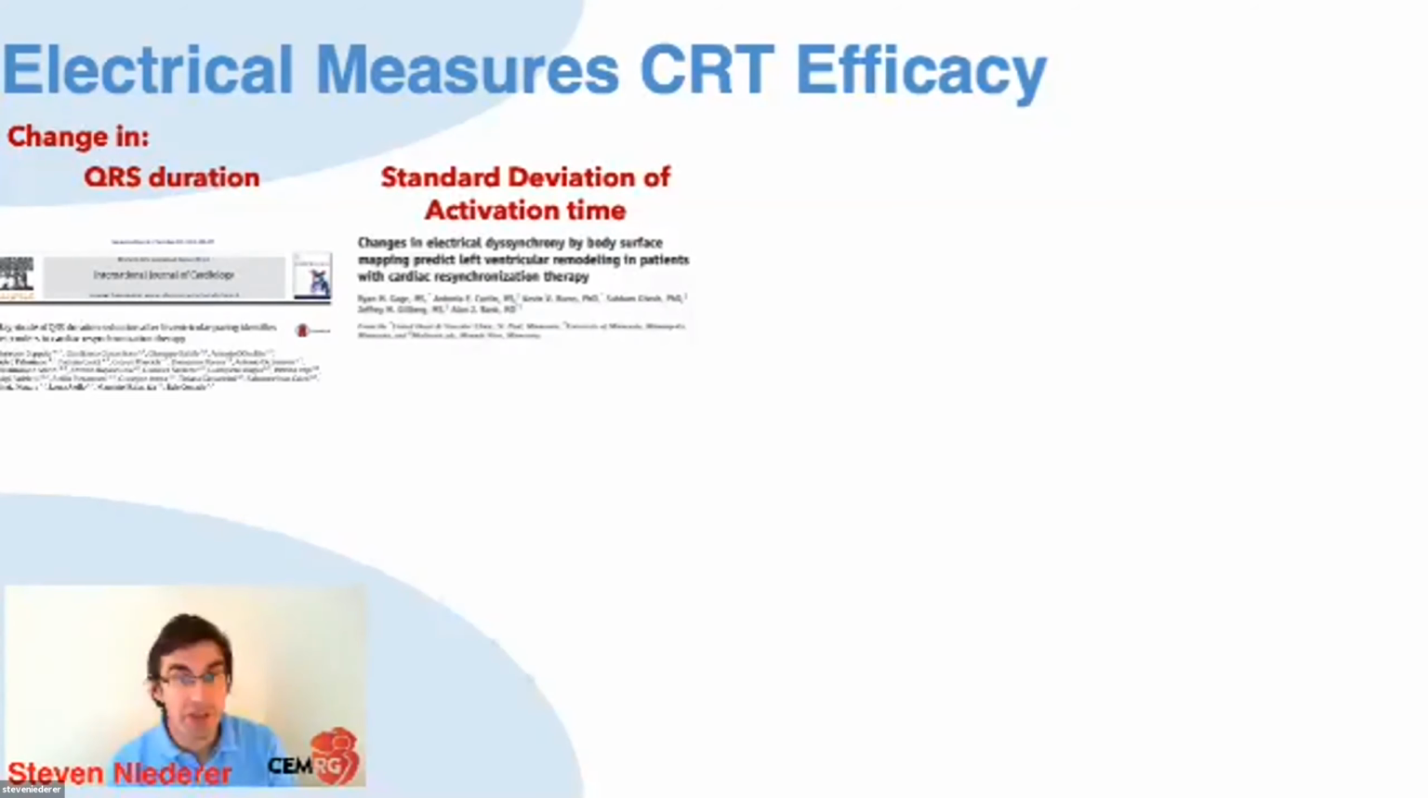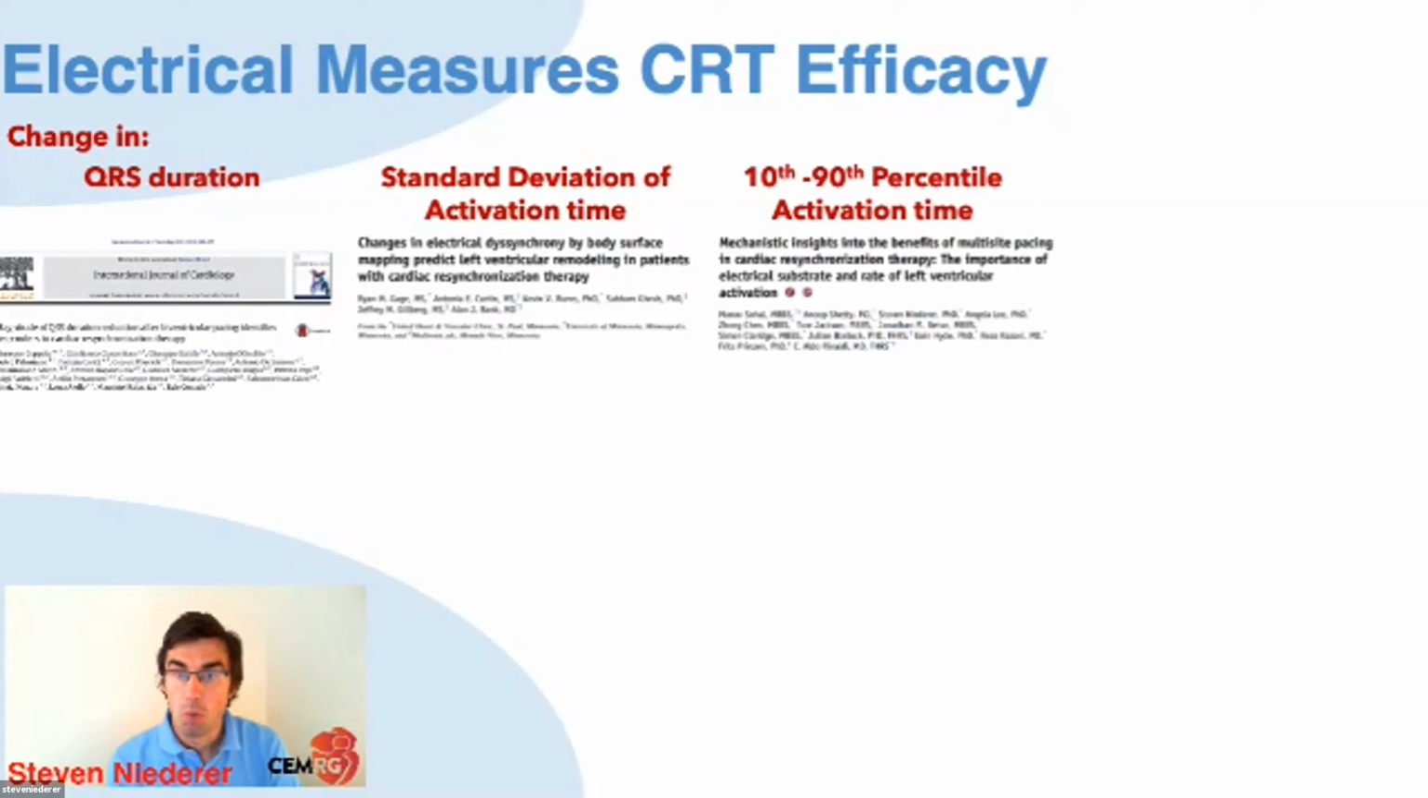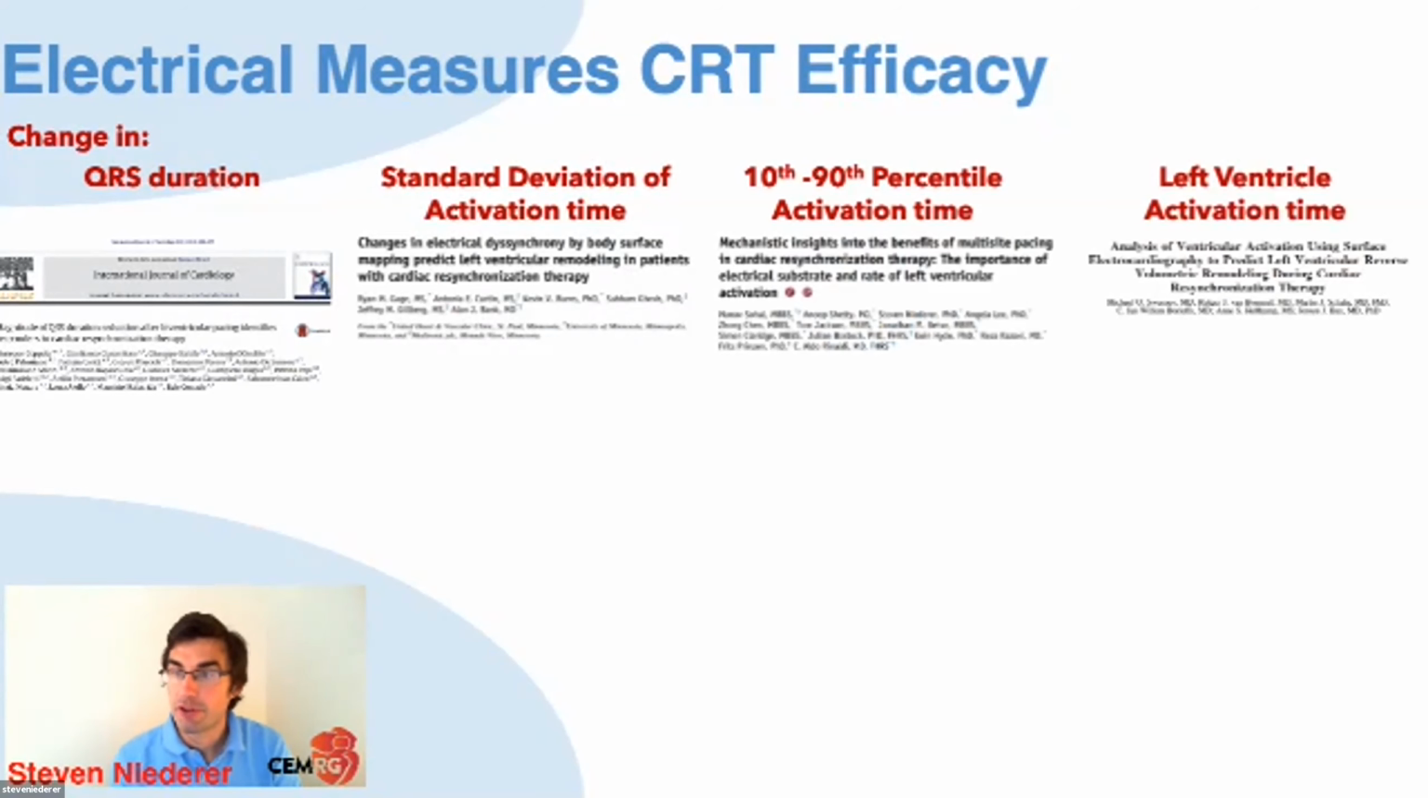One was the standard deviation of the activation time, which we'd like to see reduced. We'd proposed that you could use the 10th to the 90th percentile of the activation time, and we'd like to see if we could reduce that number. And then there is the total left ventricular activation time, which people would also like to see smaller.